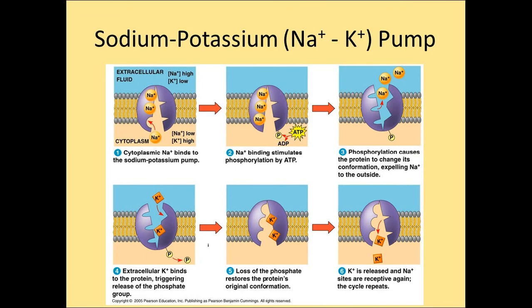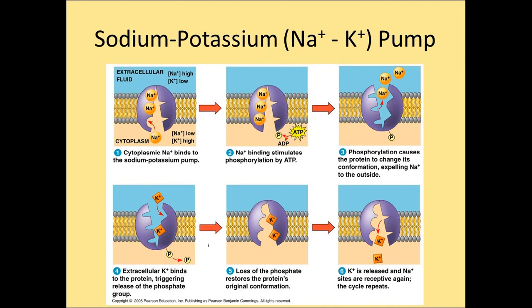First, we're going to start by changing the shape of the carrier protein. That happens when 3 sodium atoms attach to it. Step number 2, an ATP molecule, ATP being stored energy, is added to the protein. That makes it change its shape again. This new shape makes the protein release the sodium atoms outside the cell.